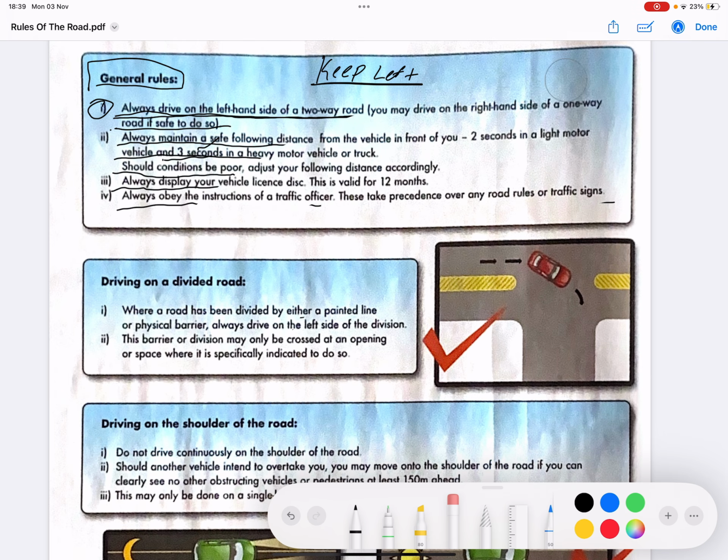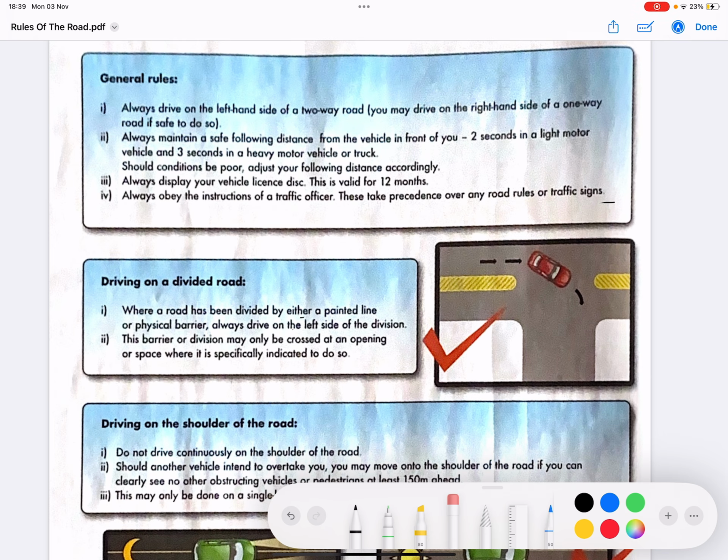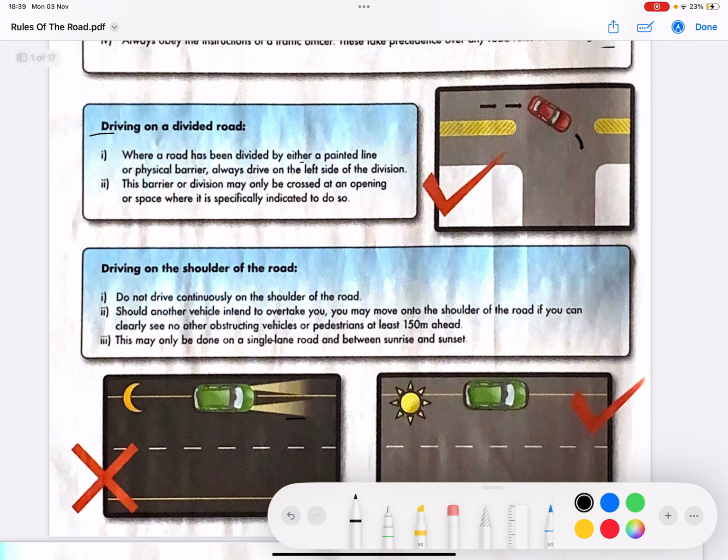And now let's go on to the rules with regards to driving on a divided road. Where a road has been divided by either a painted line or physical barrier, always drive on the left side of the division. When the road has been divided with either a painted line or physical barrier, meaning there is a wall that separates the road, you must always drive on the left-hand side of the division. On the left side of the division, there is a wall here, you see, and then there's an opening here, okay?